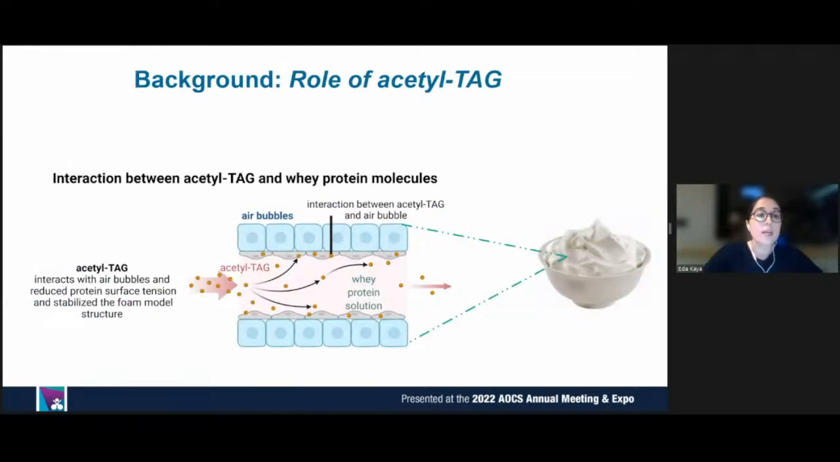Foam structure actually has three main steps in its formation. In the first step, the protein moves to the air-water interface, and they interact with the hydrophobic and hydrophilic groups, with polar water or protein solution and nonpolar air bubbles. Then we add this acetyl-TAG, which can interact with the air bubbles, reduce the surface tension of protein, and help to stabilize our foam model structure.